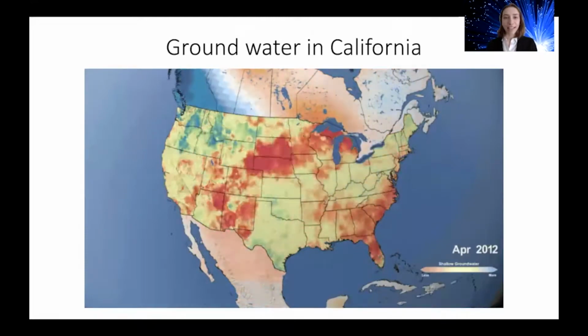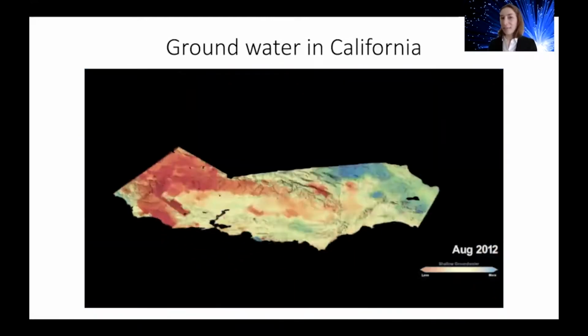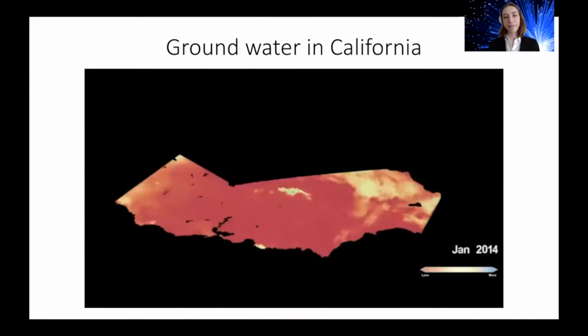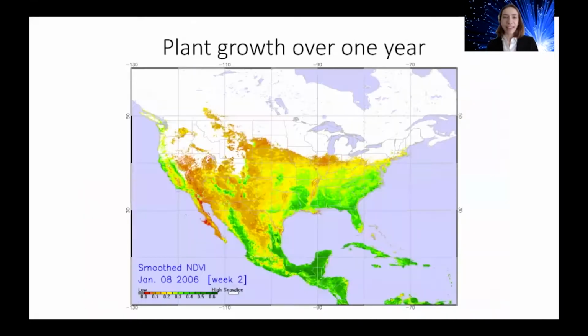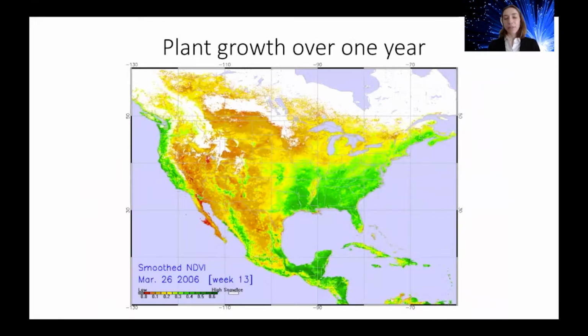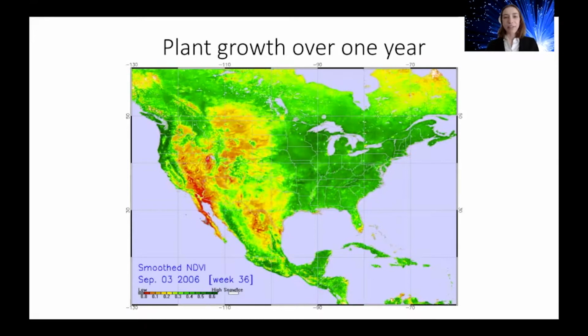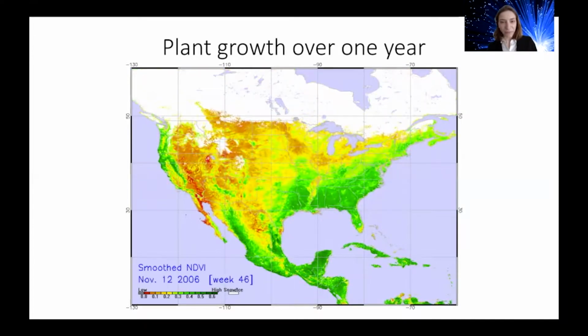Another cool thing about satellites is that they can see things that humans can't see with our naked eye, like groundwater and different layers of groundwater. It can also see things like plant growth over time. This is showing plants gaining their leaves in summer and then losing them in the fall.